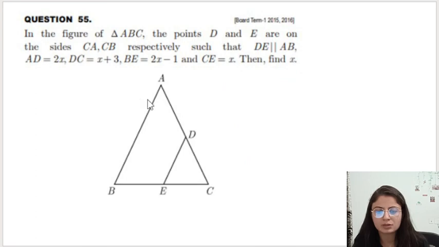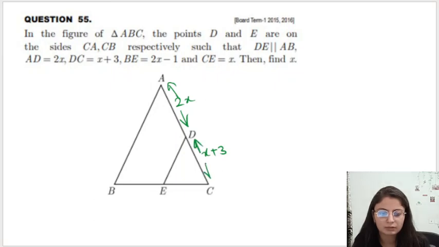Now let's move on to the next question. So the next question says in the figure of triangle ABC, the points D and E are on the sides CA and CB respectively such that DE is parallel to AB. AD is 2x. Okay, so let's mark AD as 2x. DC is x plus 3. Okay, so this is x plus 3. BE is 2x minus 1. So this is 2x minus 1. And CE is x. Okay, so this is x.